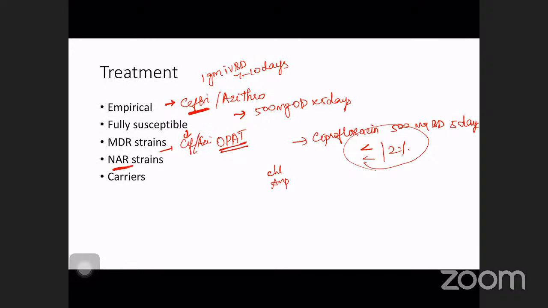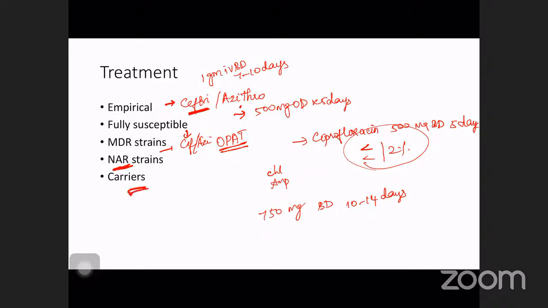So what is NAR strain? NAR strains are nalidixic acid resistant strains. Nalidixic acid is actually a quinolone, and therefore we cannot give quinolones when you are getting nalidixic acid resistant strains. At that time, the drug of choice is again ceftriaxone or azithromycin, or you can give ciprofloxacin in a higher dose for 14 days. This is ceftriaxone, azithromycin, or ciprofloxacin in a higher dose. That is for nalidixic acid resistant strains.